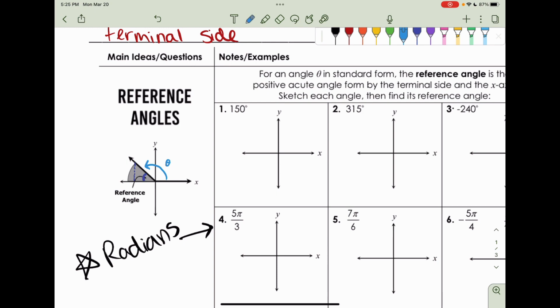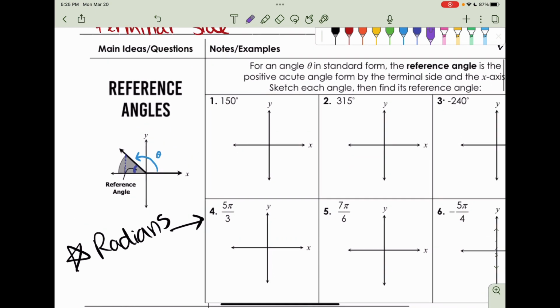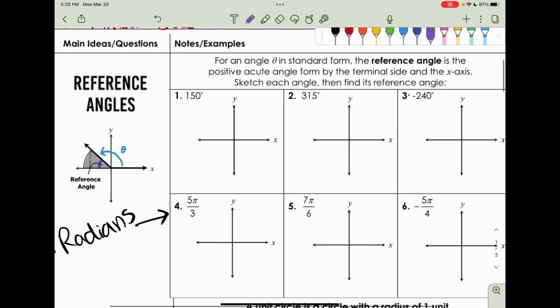Now, if I was working with another example, say 150 degrees, I will sketch that angle. 150 degrees is only 30 degrees shy of 180, which I know is a straight line. So if my initial side is the positive x-axis and my terminal side is 150 degrees around, I'm going to rotate this terminal side. There's 90 degrees. There's 90, and then 45 more.